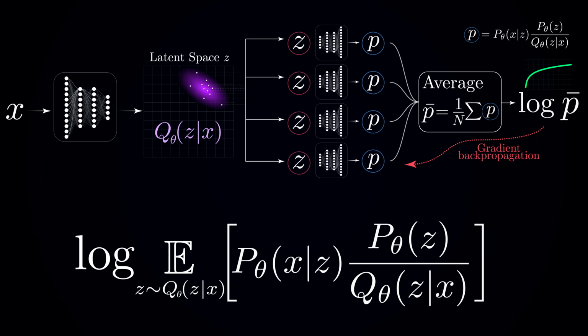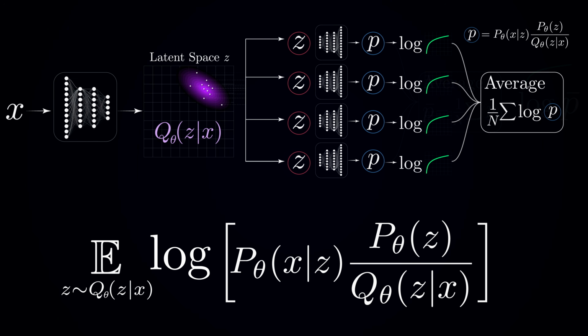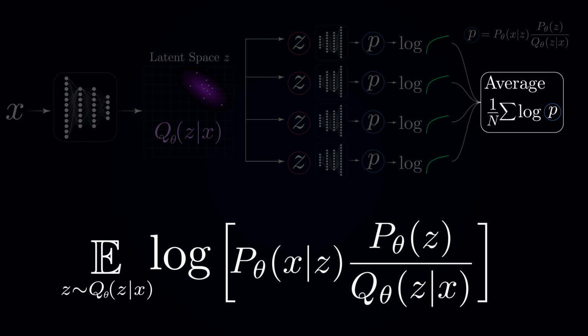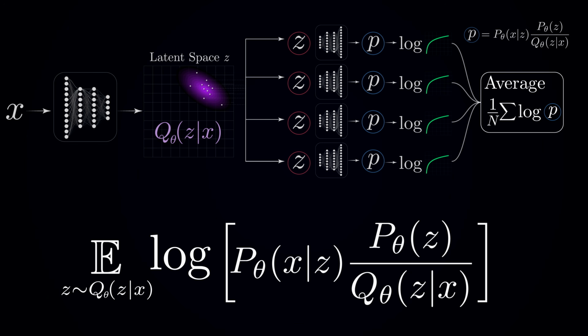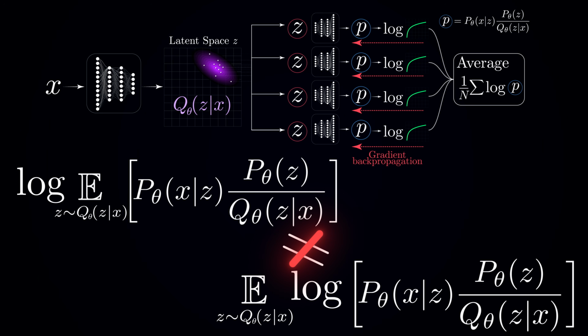Instead, it would be much more convenient to swap the order of operations. First, take the logarithm of each sample's likelihood, which would reduce the noise and be more numerically stable, and then calculate the average. This would allow us to process samples in parallel and get more stable gradients. However, the problem is that we can't simply make this swap. The log of an average and the average of logs are not equal.